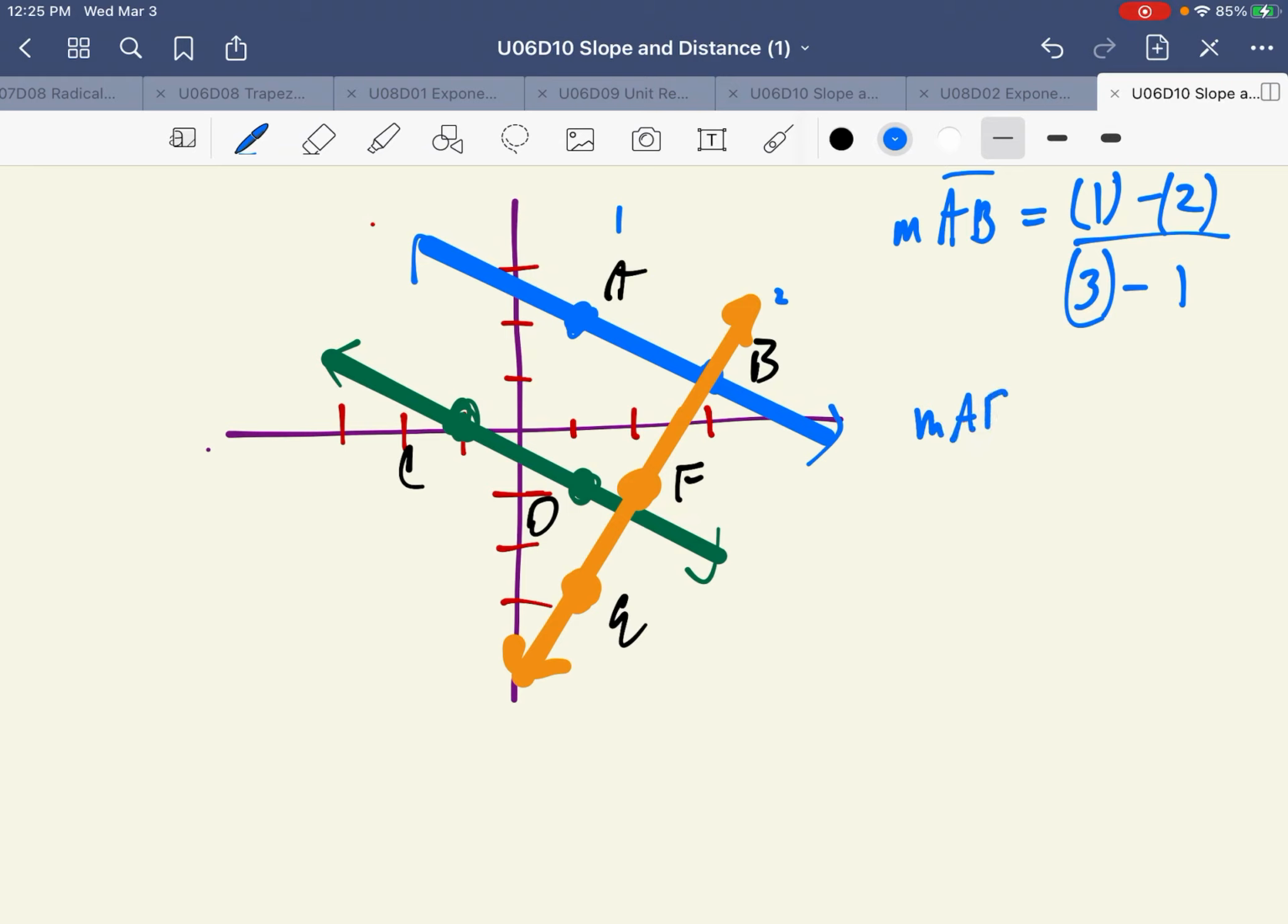And if we simplify this, the slope of AB is going to be equal to negative 1 over 2. So this has a slope of down 1 and right 2, which we can also see on the graph. It goes down 1 and right 2 to get from one point to another.